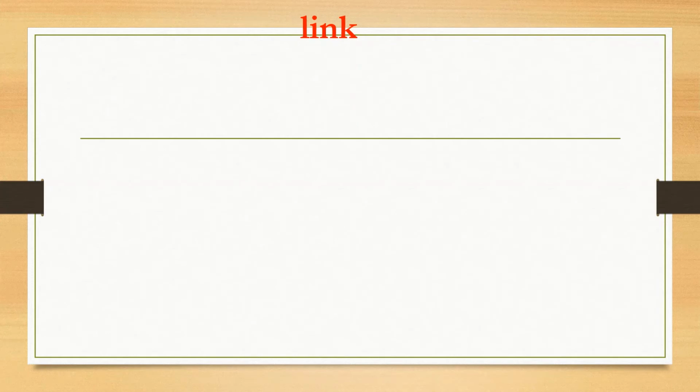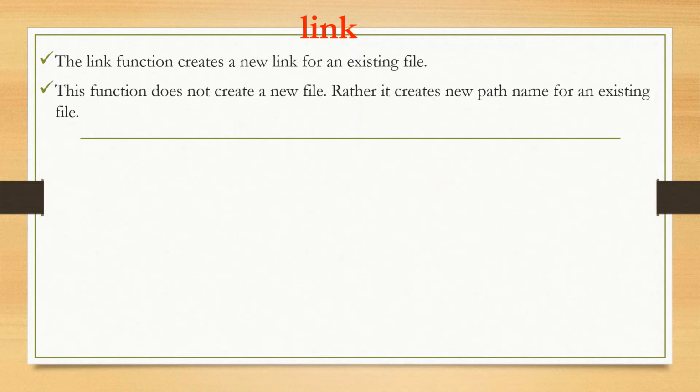Next is the link API. The link function creates a new link for an existing file. This function does not create a new file. It creates a new path name for an existing file. The prototype includes the Unix standard header file. The link function's return type is integer, with const char *cur_link and const char *new_link.